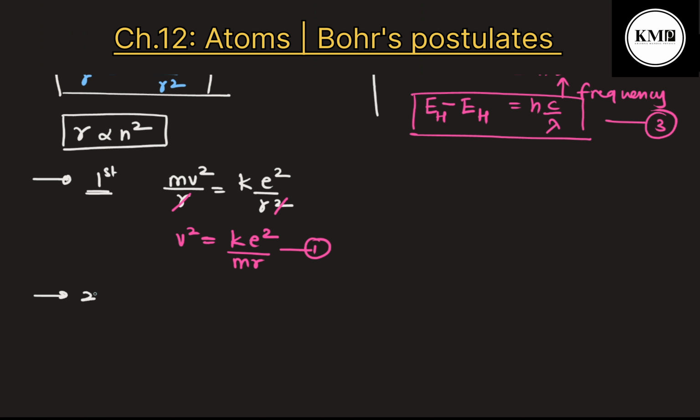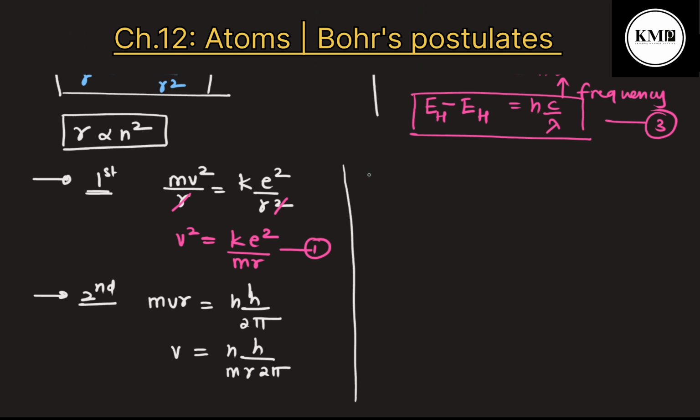Now as per Bohr's second postulate, mvr, which is angular momentum, is equal to nh upon 2 pi, where I can write v is equal to nh upon m r 2 pi. Squaring both sides, we will get the equation v square is equal to n square h square upon m square r square 4 pi square. This is equation number 2.